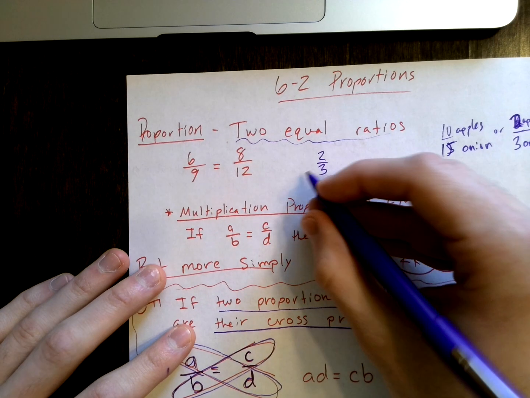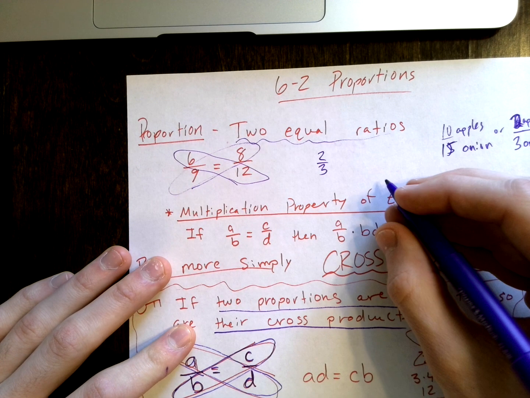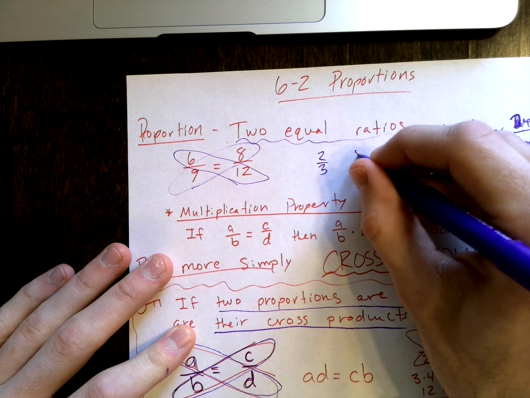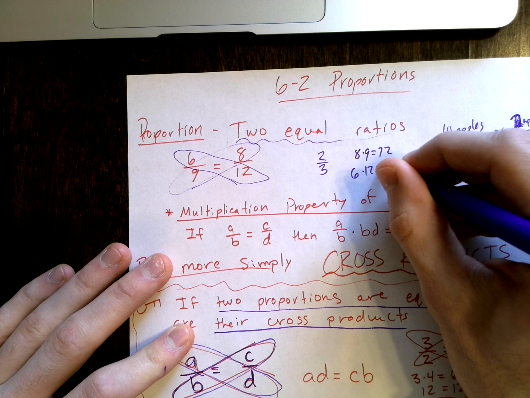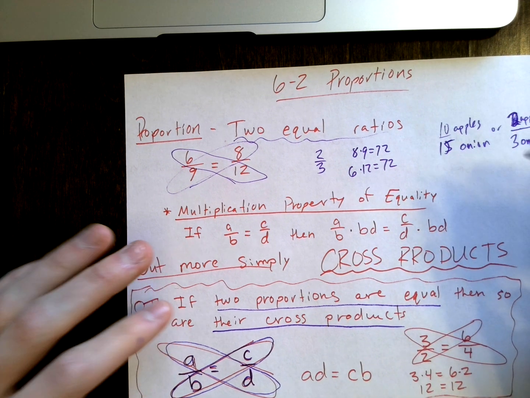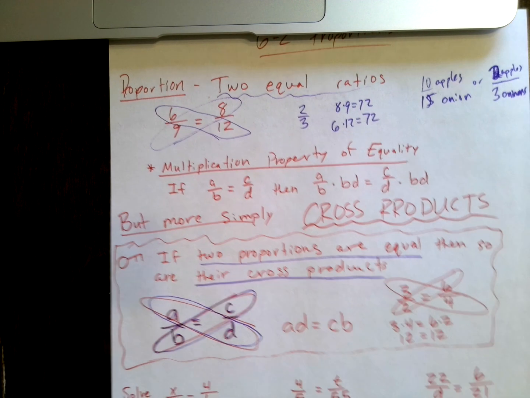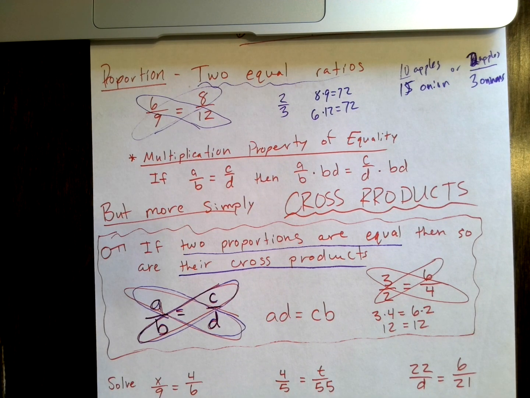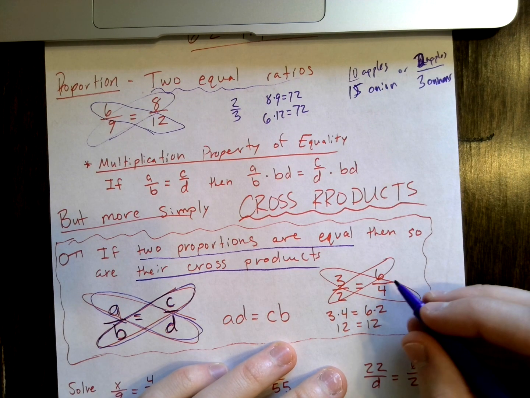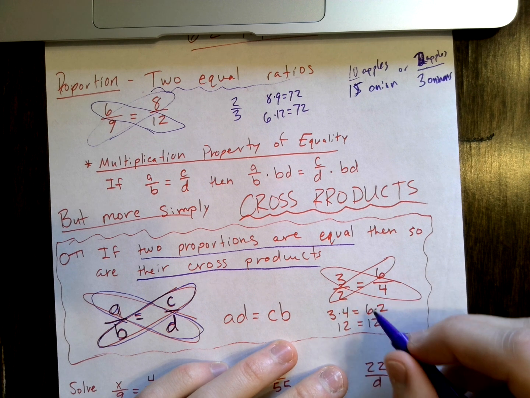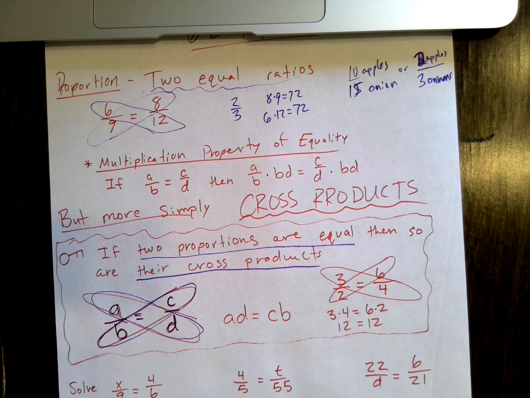Let's try it up here with this one. So if I cross multiply up here, multiply those two, and these two, I know that 8 times 9 equals 72, and I know that 6 times 12 equals 72. And those are equal. So this is an example of if you have two equal fractions and you cross multiply, those are always going to be equal. We have a few more examples of that right here. I'm going to do one more. If I have 3 halves and they tell me that that's equal to 6/4, cross multiply those, and we'll do 3 times 4 and 2 times 6, and we'll get 12 equals 12.